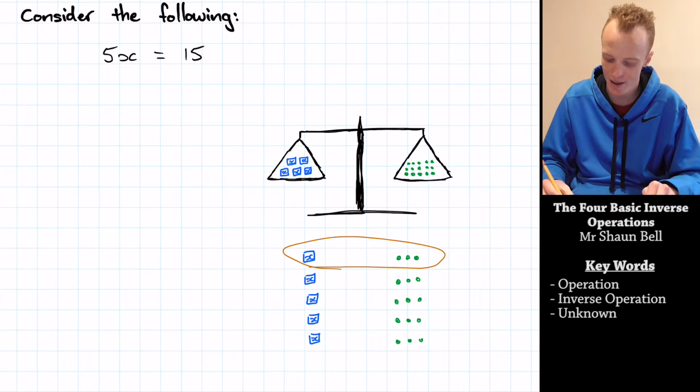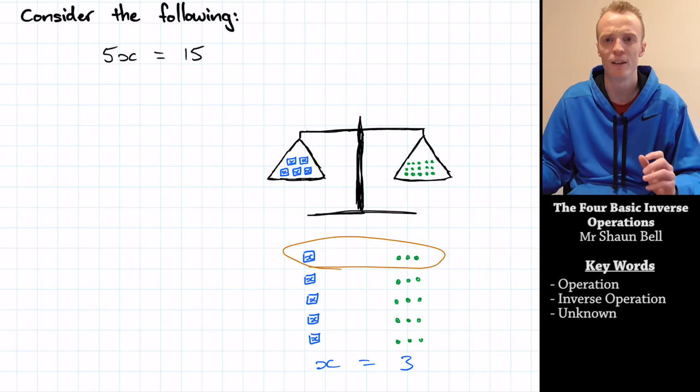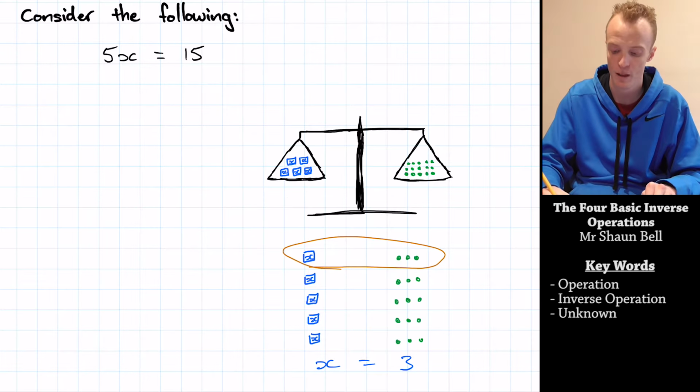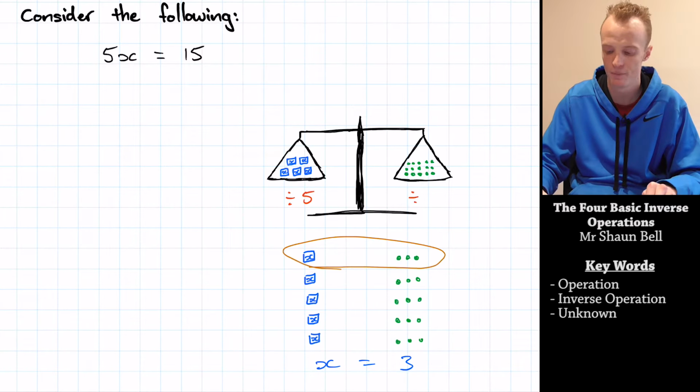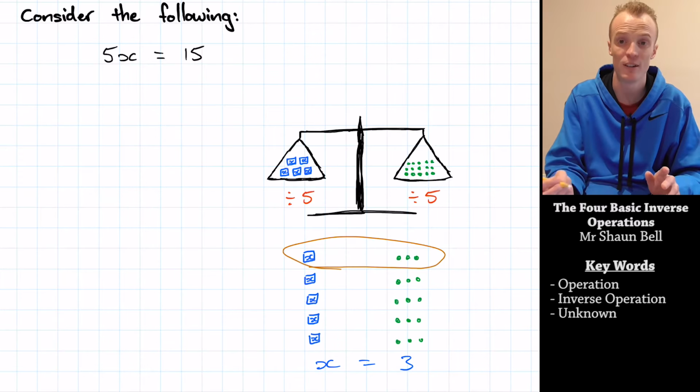Therefore, we can say that x must be equal to 3. But how did we get there? Well, when we group things up like this, we're actually doing what's known as division. And because we're making 5 different groups, we're actually dividing by 5 on each side. And we've now discovered what the inverse of multiplication is. The inverse of multiplication is division.